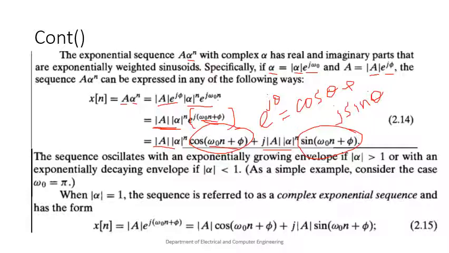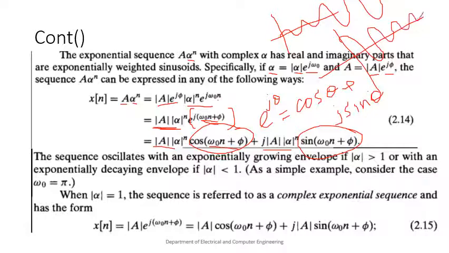We know that if the magnitude of alpha is greater than 1, the sinusoidal will grow. If alpha is less than 1, it will decay. So the exponential envelope will decay or increase. If alpha magnitude is equal to 1, this will be referred to as a complex exponential sequence. If this is 1, it will just be a sinusoidal sequence.